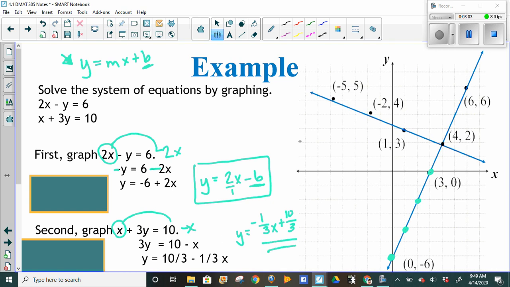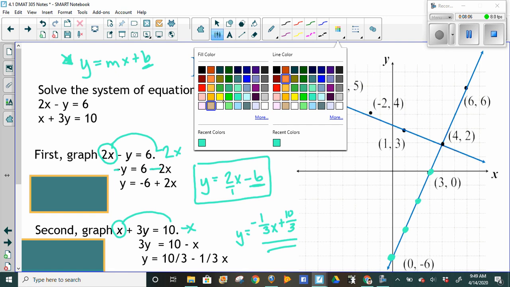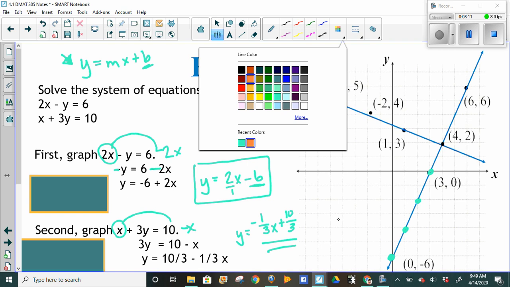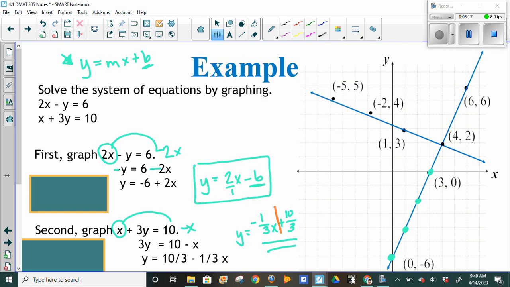This one, I'll use a different color. So for this one, we'll just use this color. So now we're going to begin, and this is where it gets more difficult if you're having to graph a fraction. 10 over 3 is equivalent to about 3 1/3. So we're going to go 1, 2, 3, and just a little bit above it. And then we're going to go down 1 and over 3. So from here, I'm going to go down 1, then 1, 2, 3. And then you have your 2 dots.